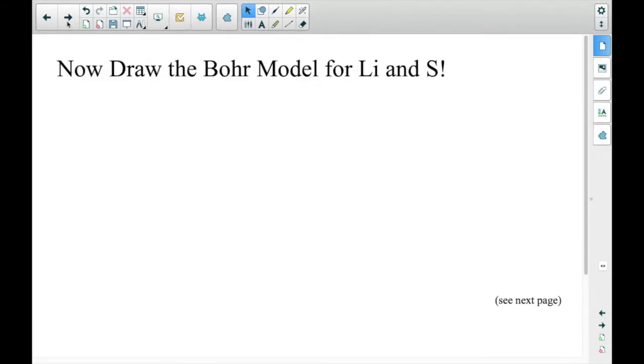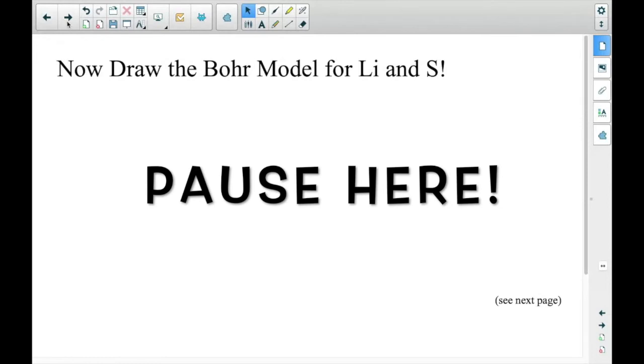I promise you, this one's not going to work as smoothly. Take a moment to draw lithium. Take a moment to draw sulfur. And then my question, if you were sitting in front of me, would be, what's wrong with this picture? You have to draw it to see it. Something's going to be wrong.